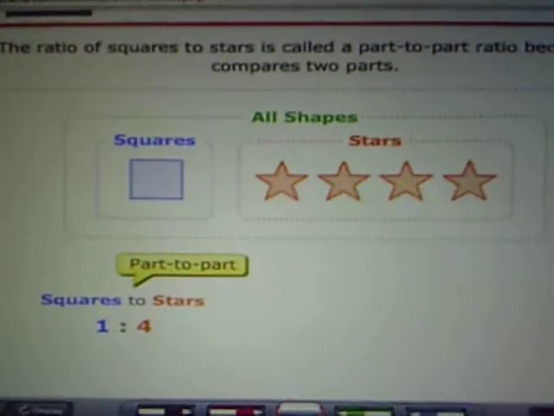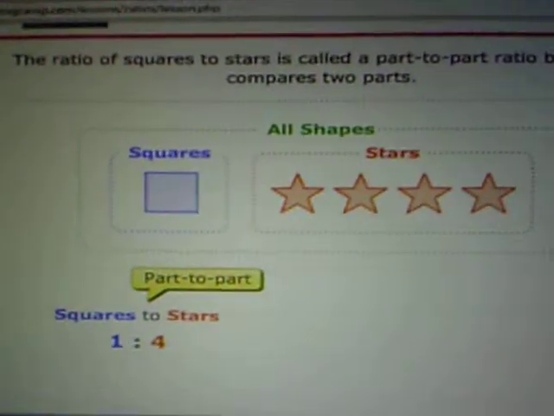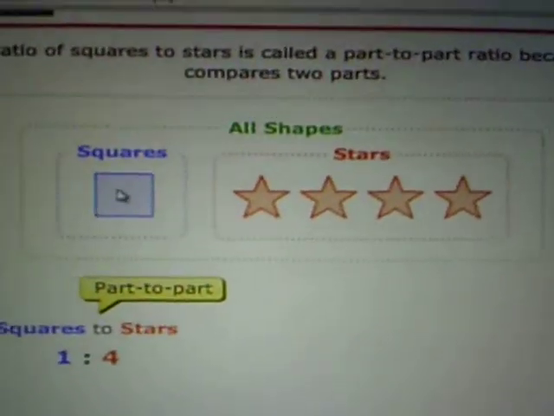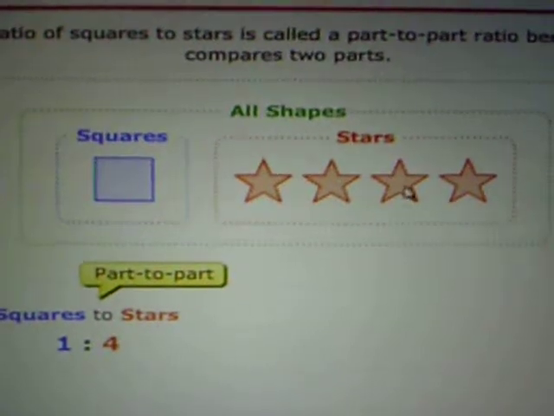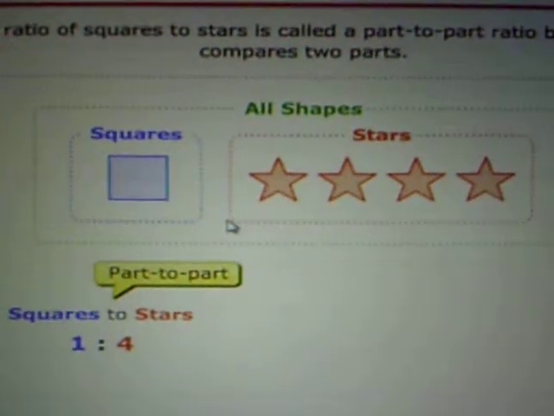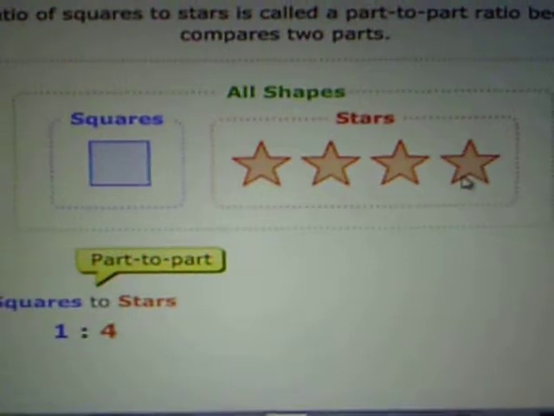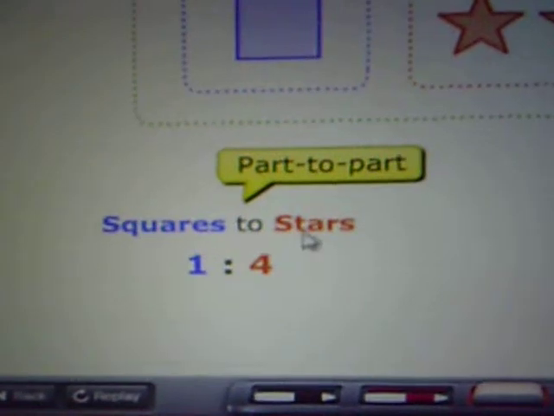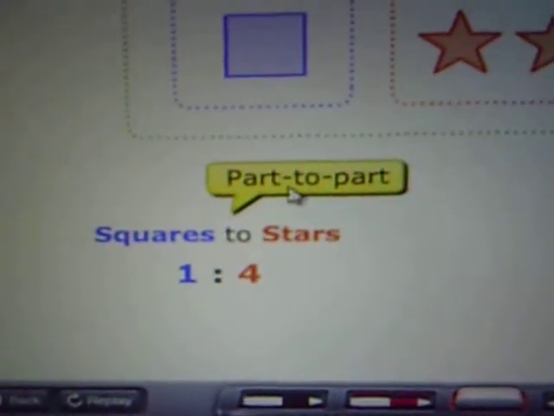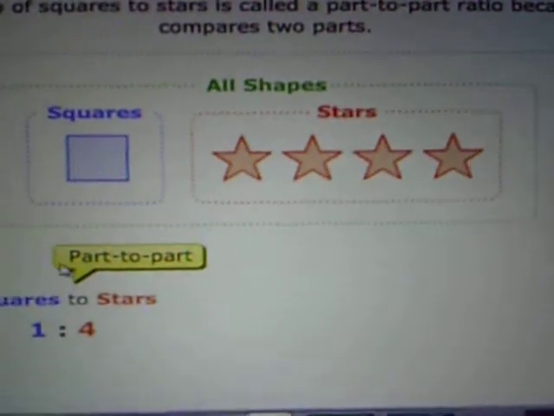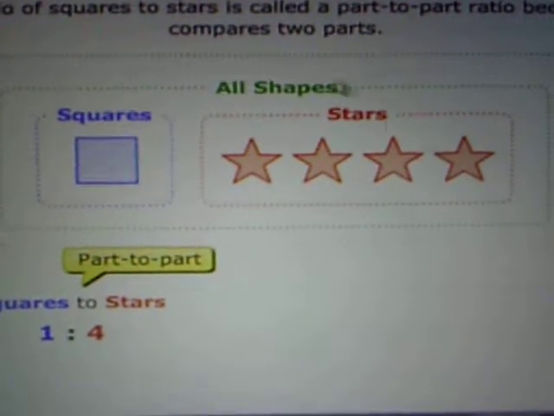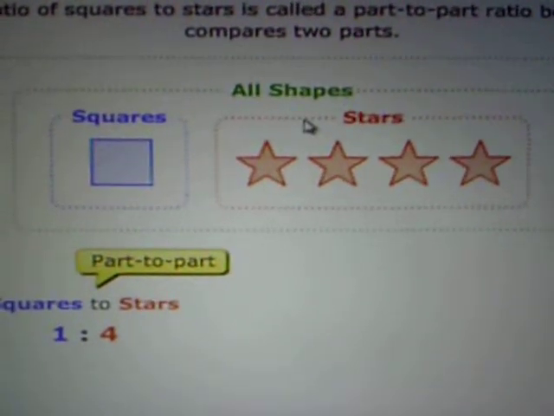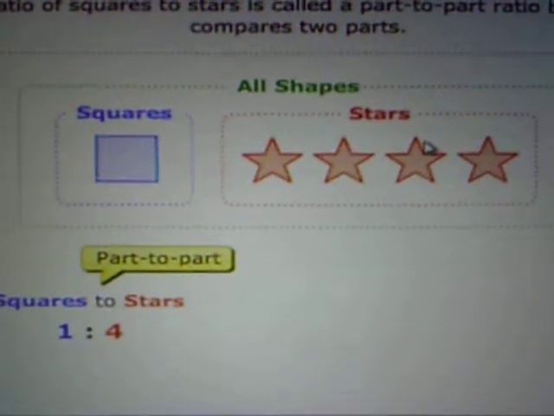The last thing that's going to be talked about in this video is there are 2 types of ratios. As you'll see in this picture, there's 1 square, there are 4 stars, but altogether there are 5 total shapes. 1 square plus 4 stars is 5 shapes. So sometimes it'll ask for the ratio of squares to stars. This is called a part-to-part ratio. In a part-to-part ratio, we compare 2 separate parts. We compare squares to stars. So it's a comparison of 2 parts.